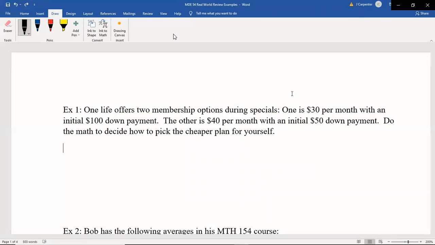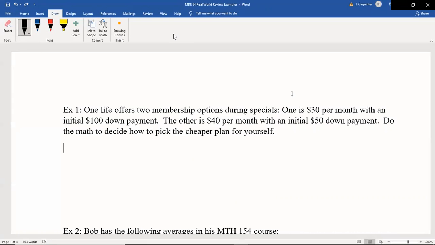How many months are you going to join this gym? 1 month? 2 months? Are you going to be there for a year? Are you going to be there for 5 years? Because the amount of time that you spend there is going to determine whether you should go with what I'll call option A or option B. So we're going to do the math to decide how to pick the cheaper plan for yourself. Notice I don't say you're going to be there 15 months. Which plan do you choose? You're going to be there 5 months. Which plan do you choose?